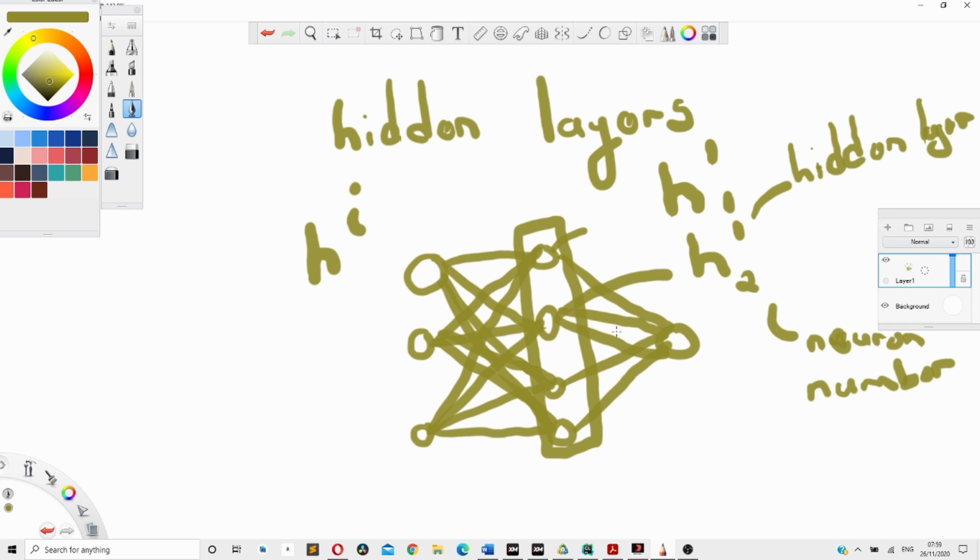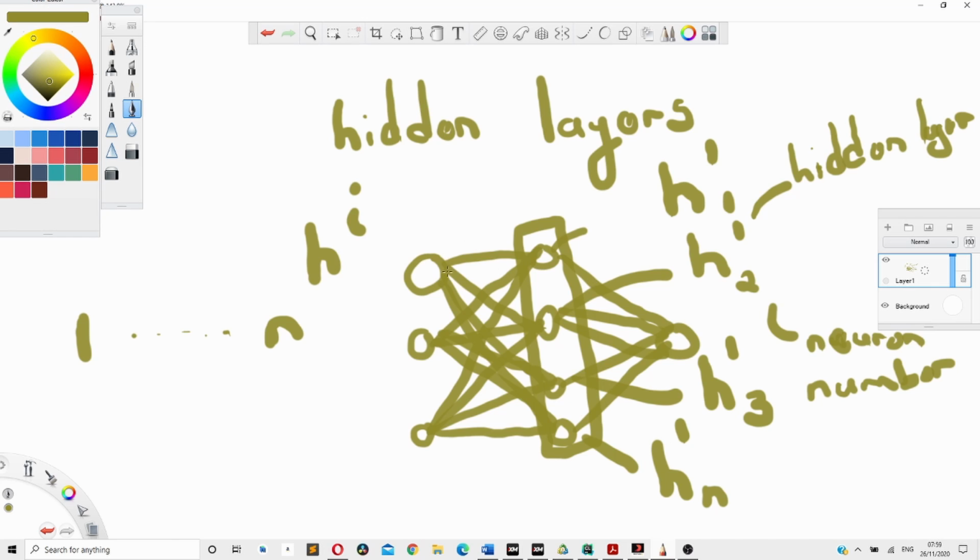Which is the neuron number. Since this is the second neuron, this is going to be H1 3. This represents our hidden layer, this represents our neuron number, and the last one we are going to call H1 and then N. Let's say we have N neurons in our hidden layer, from 1 up to N neurons in our neural network architecture, right?